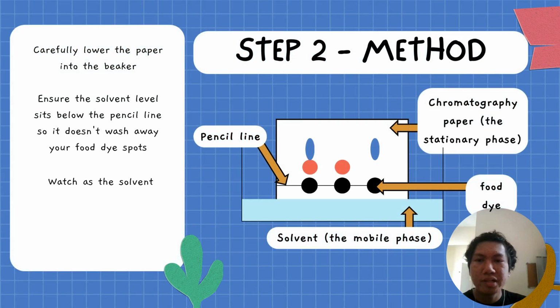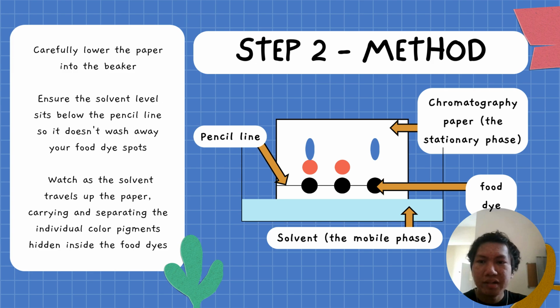Now, moving to step 2, we must carefully lower the paper into the beaker. We must ensure the solvent level sits below the pencil line so it doesn't wash away your food dye spot. Watch as the solvent travels up the paper, carrying and separating the individual color pigments hidden inside the food dye.